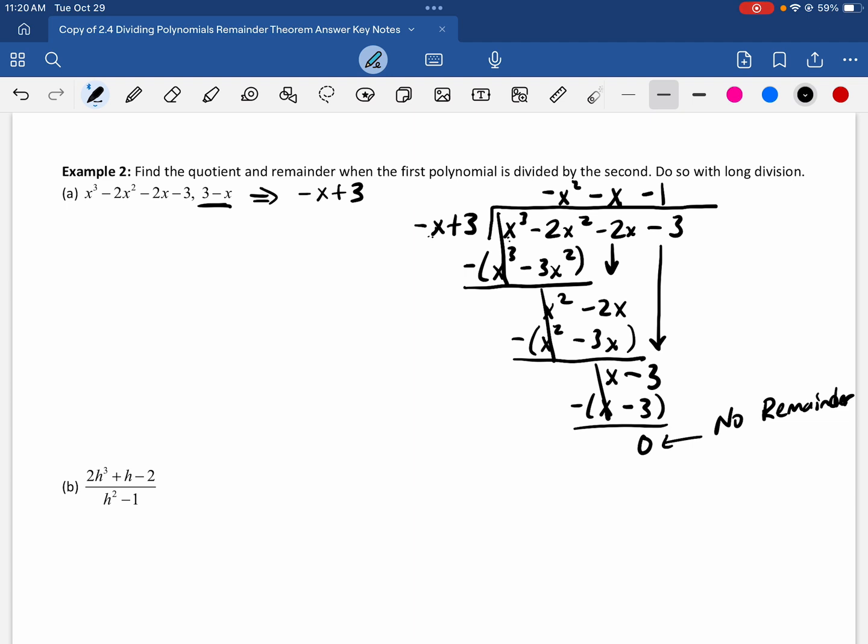So then my final answer is what you see there across the top of our division bar. It's going to be negative x squared minus x minus 1.